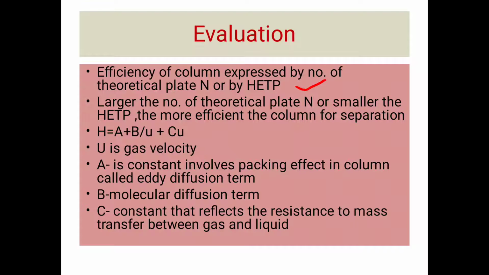Okay, so H is equal to A plus B divided by u plus C into u, where u is the gas velocity. Here it is a small u; remember, u is the gas velocity. A is a constant that involves the packing effect in the column, called the eddy diffusion term. B is the molecular diffusion term, and C is the constant that reflects the resistance to mass transfer between the gas and the liquid.